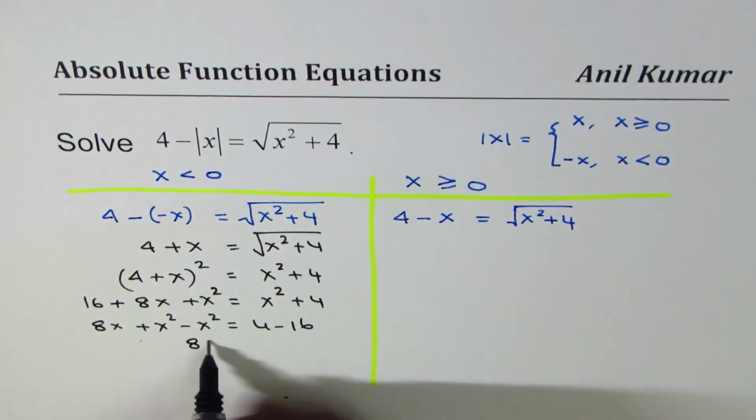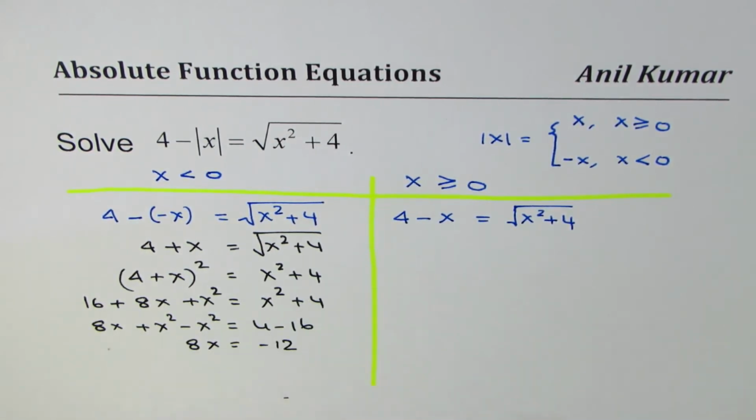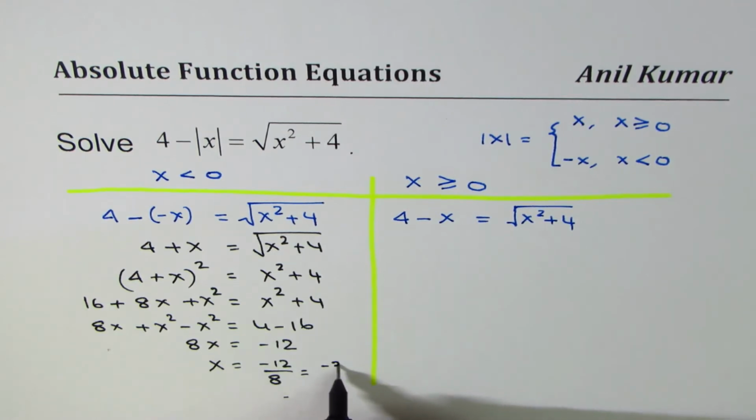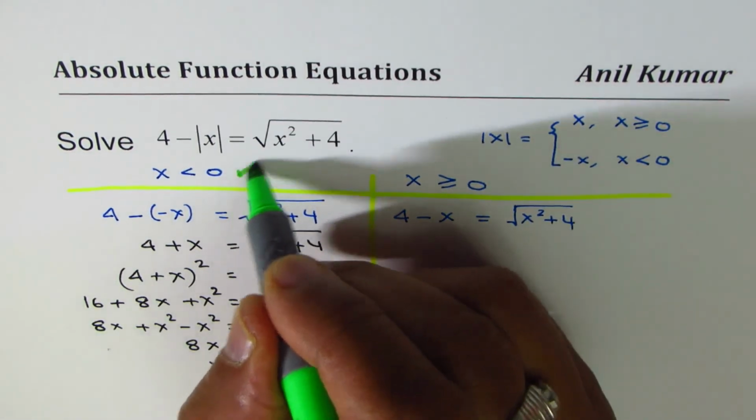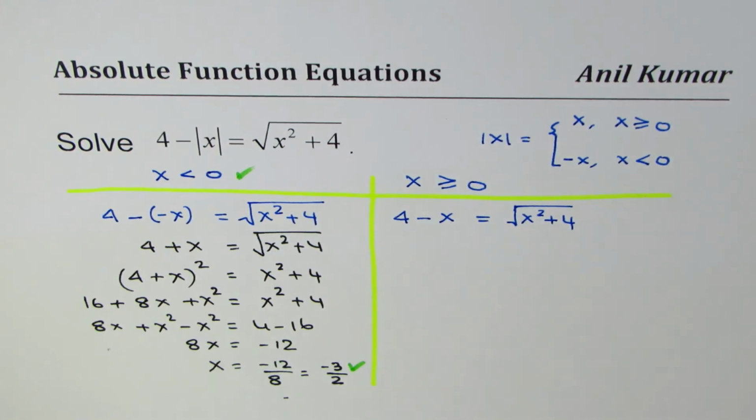So that is 8x equal to minus 12, or x equals minus 12 divided by 8. And we could simplify this dividing both by 4. So we get minus 3 over 2, right? As one of the answers. Now minus 3 over 2 is less than 0, so that is a valid answer. So at this stage you have to check. So yes, it is valid since it is less than 0. Now let's do the right side.